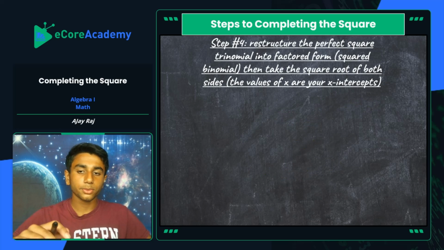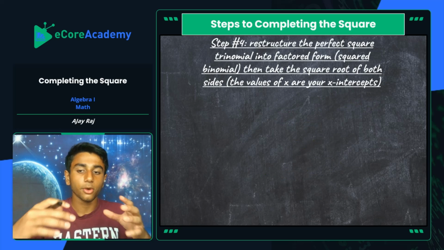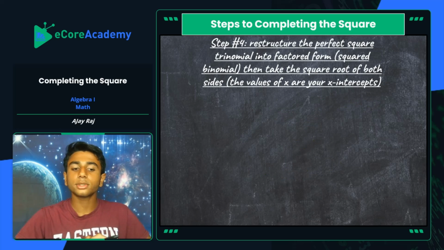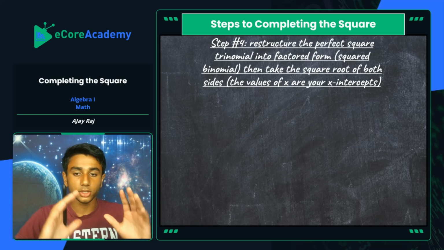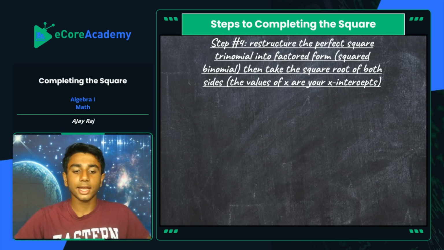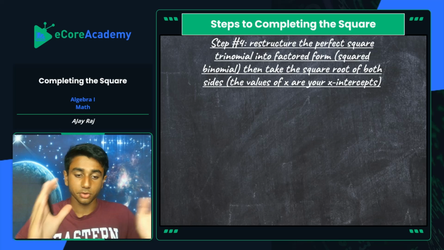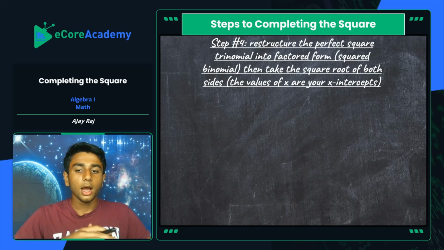So step number 4 is we're going to restructure the perfect square trinomial into factored form, meaning we're going to create a squared binomial. Then we're going to take the square root of both sides. Since it's a squared binomial, you can merely square root it, get rid of that exponent, the 2, and that's clean, unlike having a trinomial, which is a lot harder to do. And then whatever is equivalent to x are your x-intercepts. So let's take a look at that.